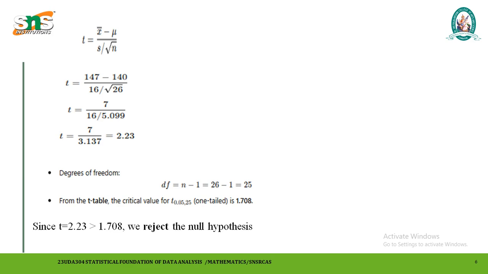By seeing the value for the degrees of freedom 25 and the significance level 5%, we obtain the table value as 1.708. Comparing the table value with the calculated value, that is 2.23, the calculated value is greater than the table value. Therefore, we reject the null hypothesis.